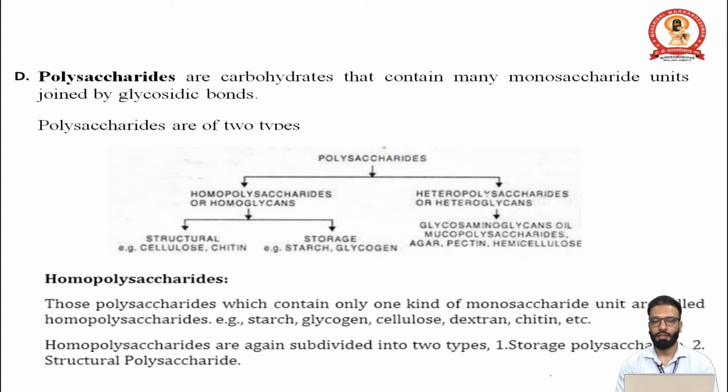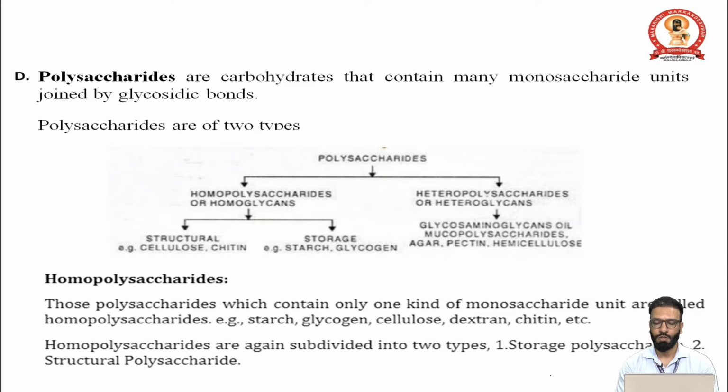And the last category is polysaccharides. Poly obviously means many. So a carbohydrate which has more than 10 simple sugars, or monosaccharides, will be called a polysaccharide. These polysaccharides are further divided into two categories: the first is the homopolysaccharide, the second is the heteropolysaccharide.